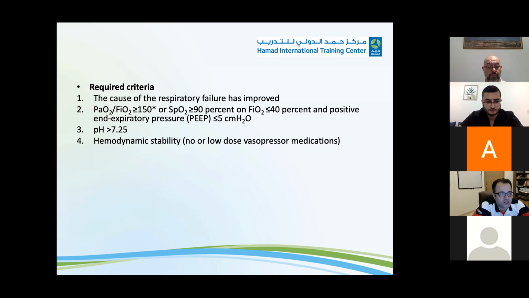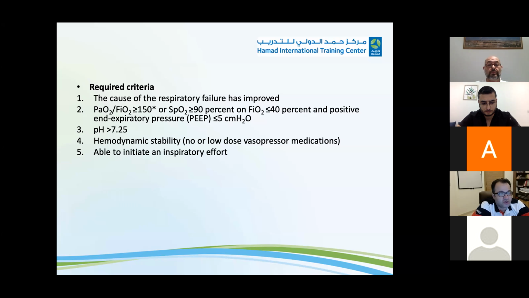The patient should be hemodynamically stable. That doesn't mean that they are off vasopressors. If they are on a small dose, a little bit of dopamine, a little bit of noradrenaline, then after you stop sedation, their blood pressure may even improve, and then they are ready for extubation.